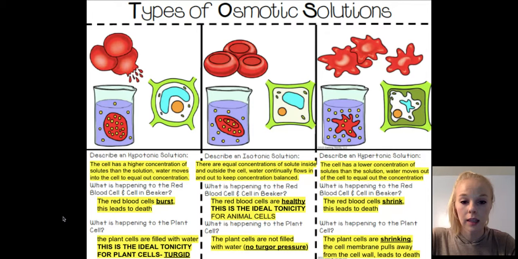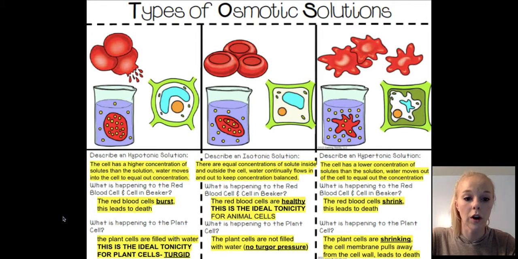In the center, you see an isotonic solution. Here, there are equal concentrations of solute inside and outside of the cell. Water continually flows in and out to keep this concentration balanced. In the beaker, the red blood cell is healthy. This is the ideal tonicity for animal cells. The plant cells are not filled with water, so here there is no turgor pressure.